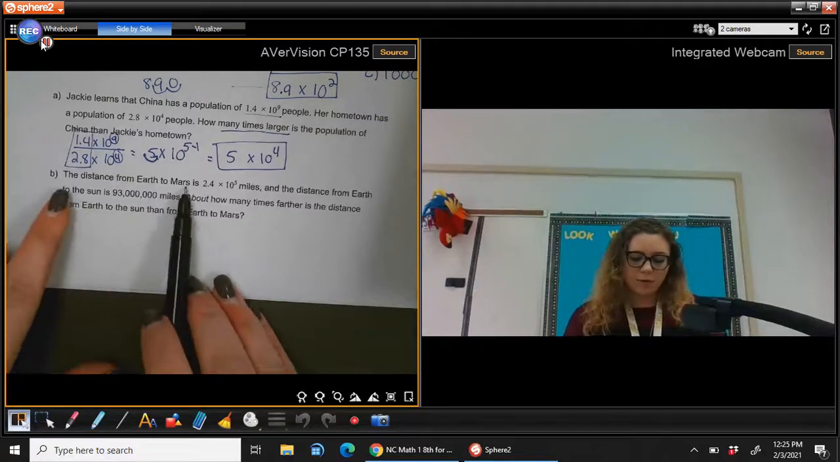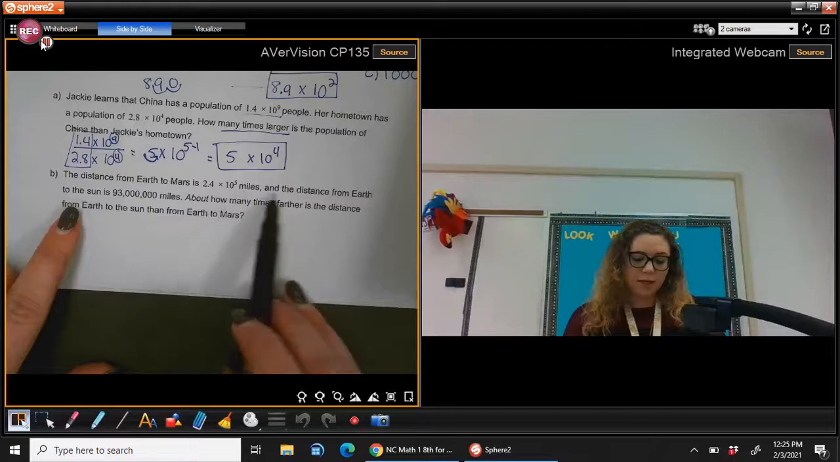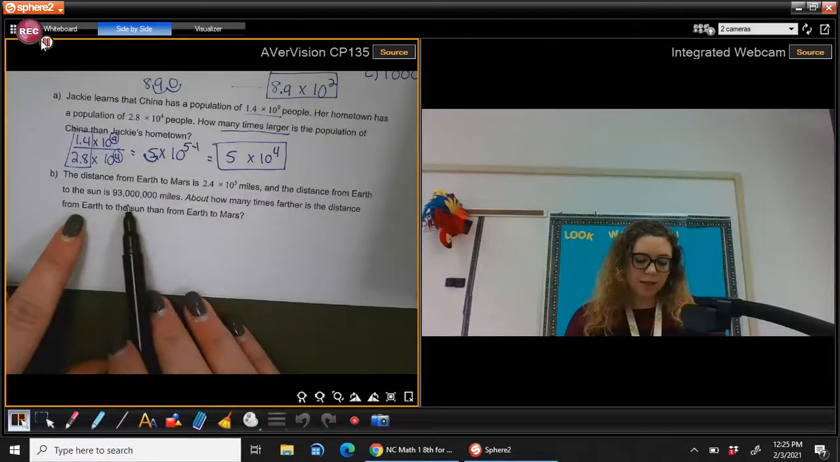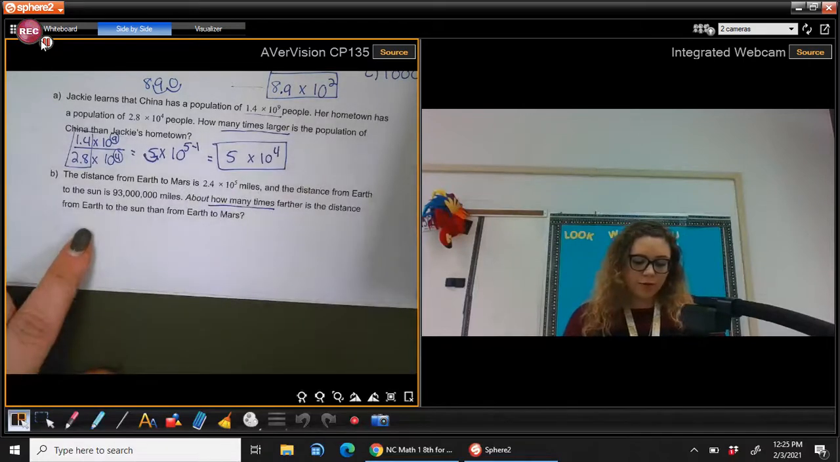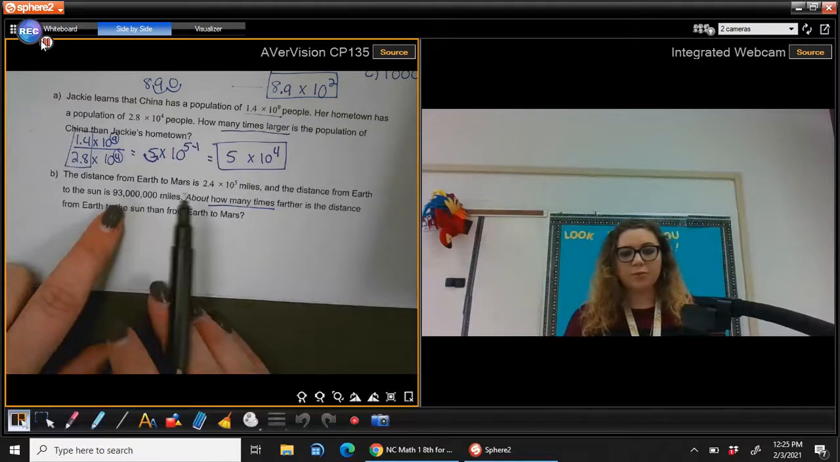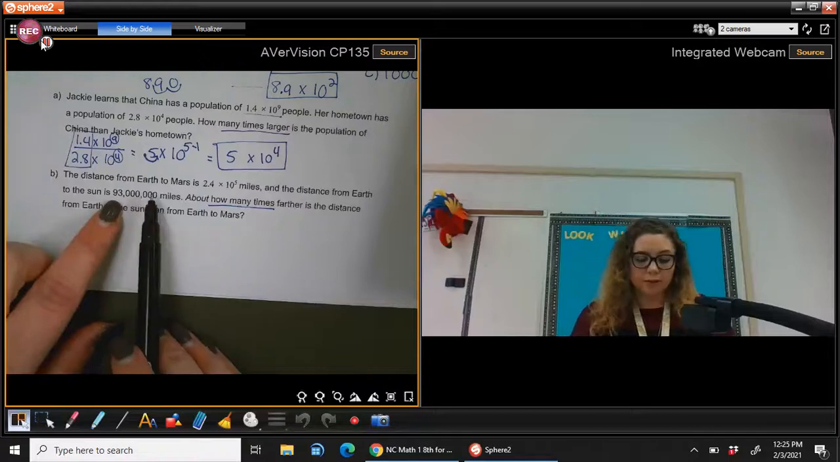The distance from Earth to Mars is 2.4 times 10 to the 5th miles, and the distance from Earth to the Sun is 93 million miles. How many times further is the distance from Earth to the Sun than from Earth to Mars? Okay, so the first thing I need to do before we set up anything is make this into scientific notation.